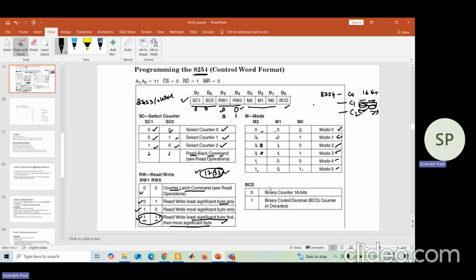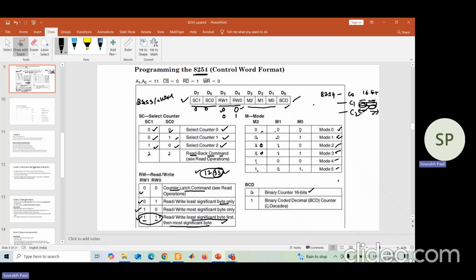Now if you select it as 0, then it will work as a binary counter of 16 bit. Binary counter, all of you know, 0000 and then 0001, and for the next count the incrementation will be 1, 2 and 3 and so on. This is for an up counter, but let me tell you these 8254 counters work in a down counter manner.